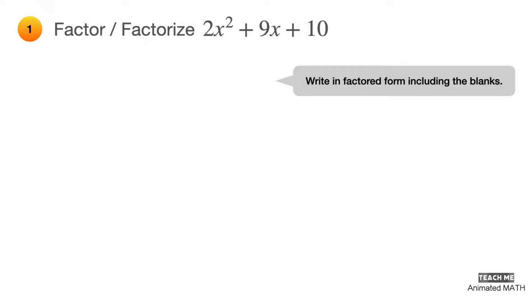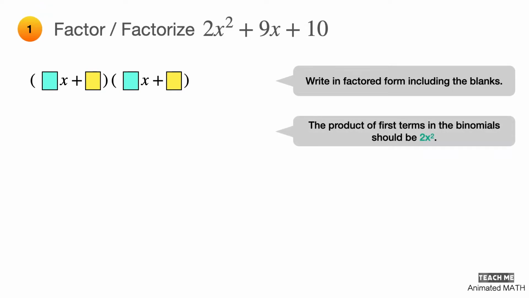Write the trinomial in factored form and include the blanks that we'll fill out later on. There are 2 cyan blanks for the coefficients and 2 yellow blanks for the constants. The product of the first terms in the binomials should be equal to 2x squared, which means that its coefficient is the integer 2. There really aren't many candidate factors for this, and those factors are 2 and 1. Alright, let's rewrite its factored form. Now, we are left with only the yellow blanks.